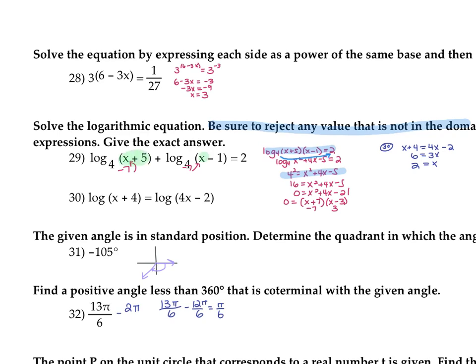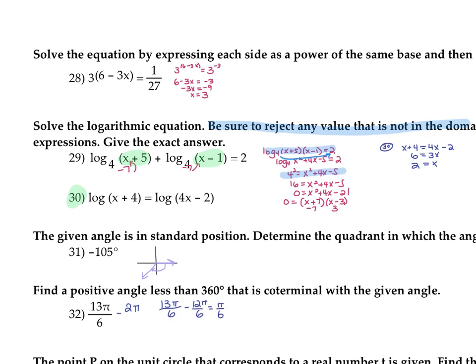When you plug these back in, if I plug in 3, it's fine for both, but if I plug in -7, I end up trying to take the log of a negative number, which doesn't work, which is why you cross out -7 and only keep 3. So you'd also have to check 30. Everything that has a log in its initial equation, you have to check your answers.